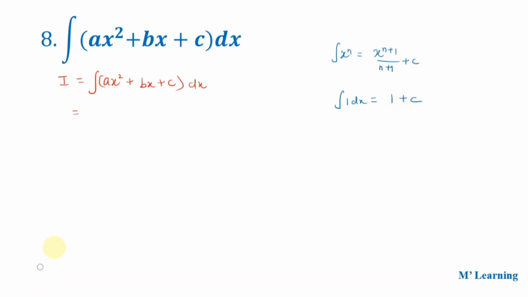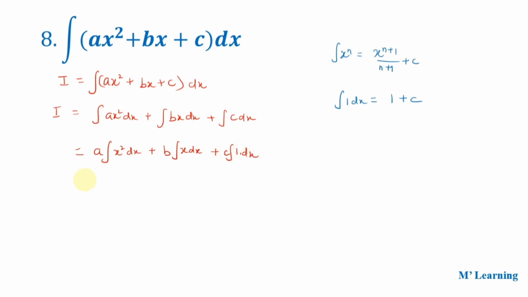So using this, I equals, first separate this: integration of ax² dx plus integration of bx dx plus integration of c dx. Now we can take the coefficients outside: a times integration of x², similarly b outside, integration of x dx, plus c outside, integration of 1 dx. So ax² will become x to the power 2 plus 1 upon 2 plus 1, plus b times x to the power 1 plus 1 upon 1 plus 1, plus c times x.